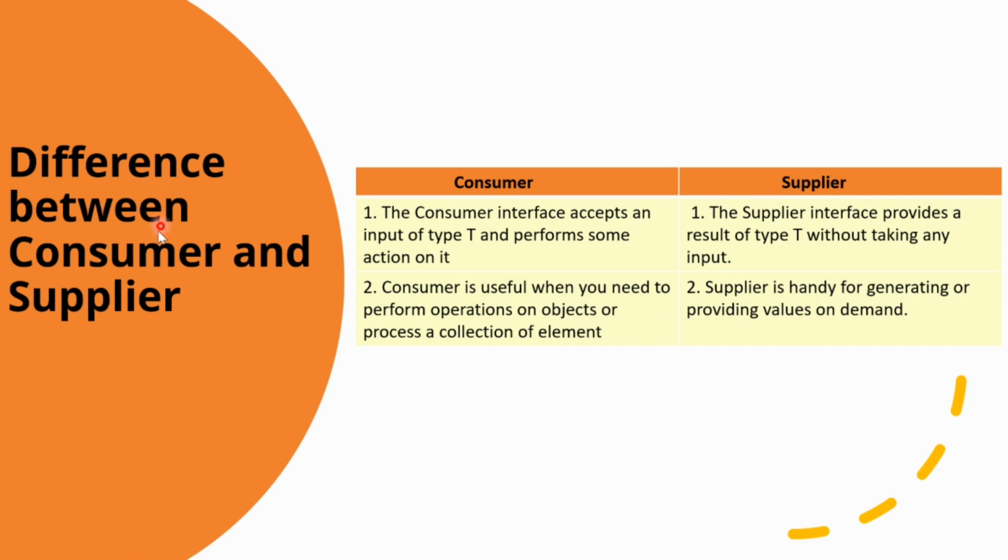So, what is the difference between Consumer and Supplier? Remember, this is one of the favorite questions that interviewers generally ask: what is the difference between the Consumer and the Supplier in Java 8? The Consumer interface accepts an input of type T and performs some action on it, whereas the Supplier interface provides a result of type T without taking any input. The Consumer is useful when you need to perform an operation on an object or process a collection of elements, and the Supplier is handy for generating or providing values on demand.